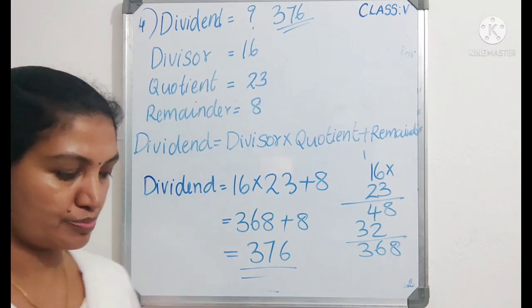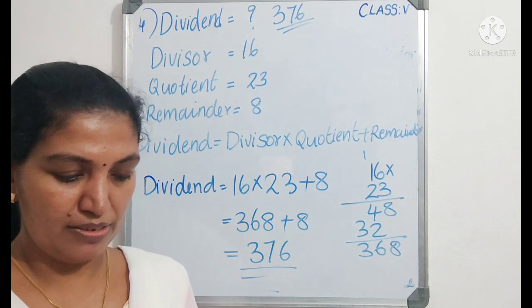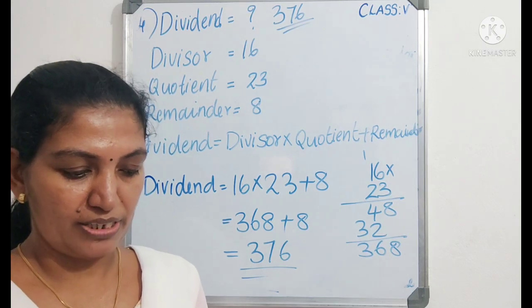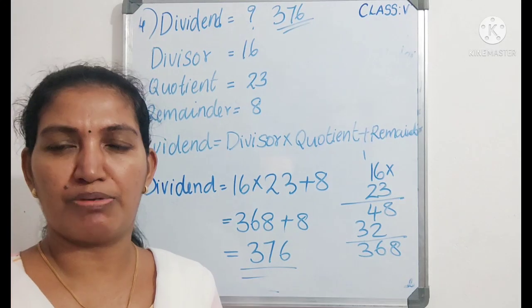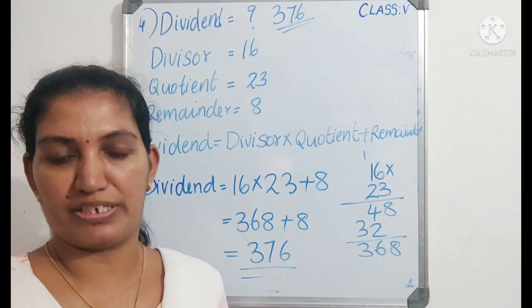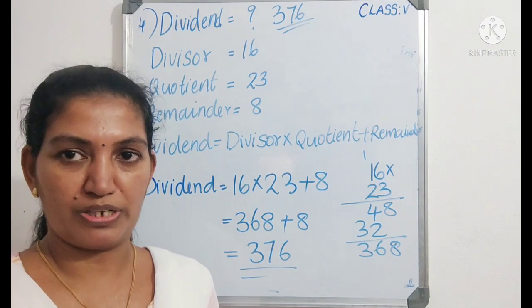Understood all of you? In your textbook, page number 47, some questions are there. Some values are given, some other values are not given. So you have to find them, do it in your rough book, and write the answer in the textbook itself, page number 47, okay.